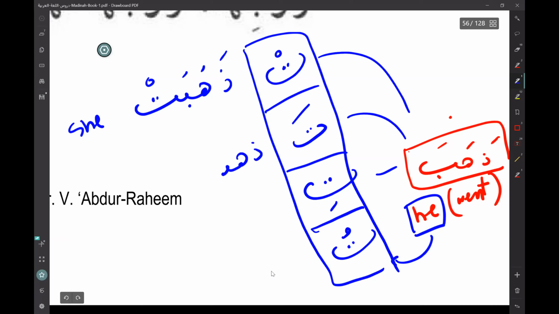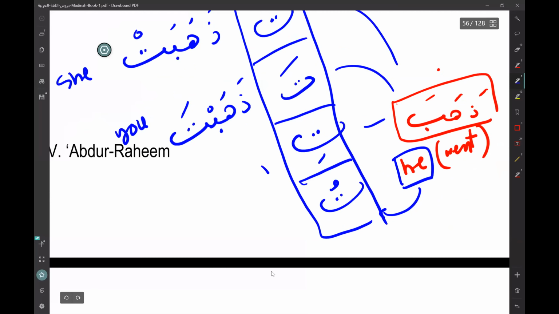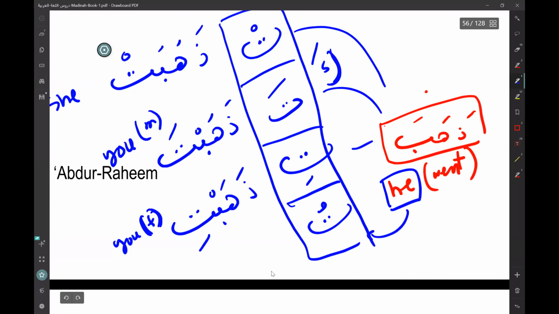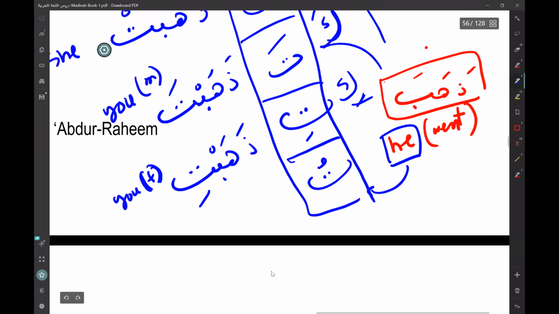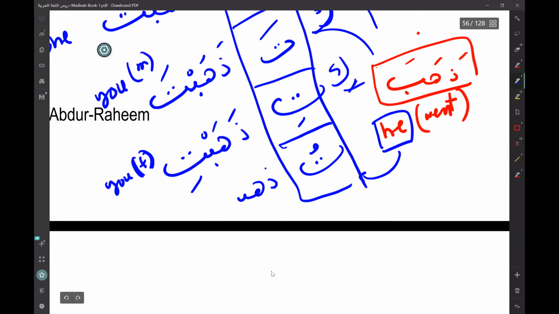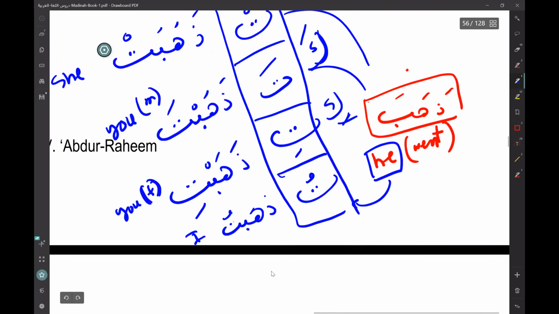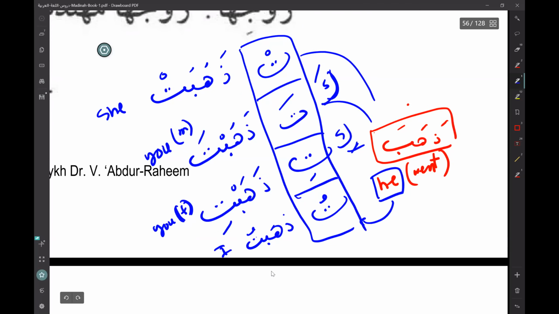Dhahab, because we have a fatha, you have to say it a little bit differently here. Dhahabta, it means what? You. Dhahabti, it's also you. What's the difference? This you is for feminine and this you is for masculine. Just like, remember, ka is for masculine and ki is for feminine. So we have our kasra in the same order. And dhahabtu is what? I.